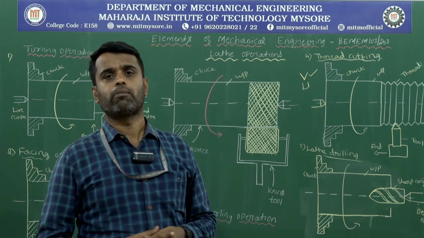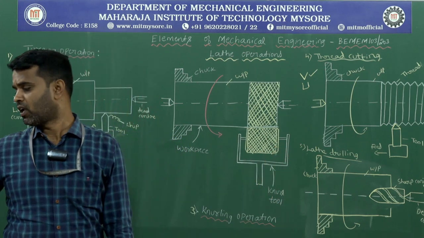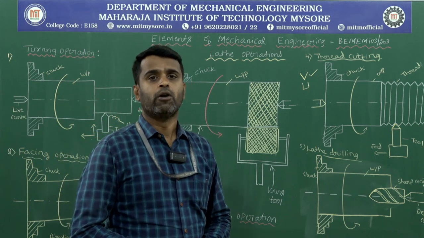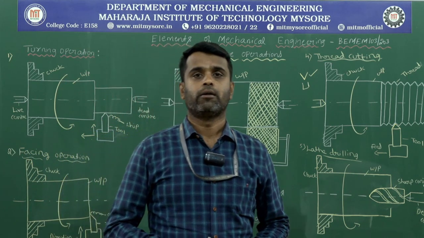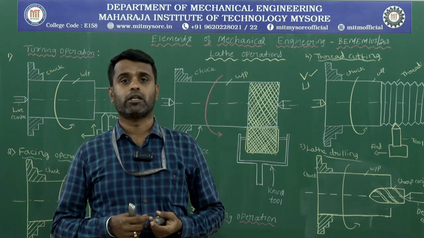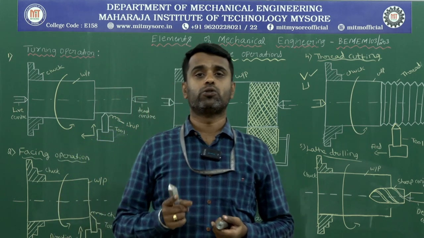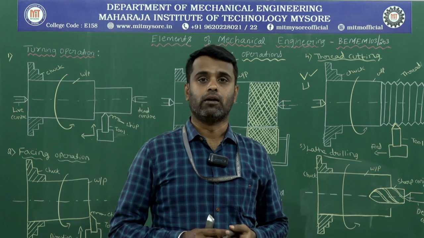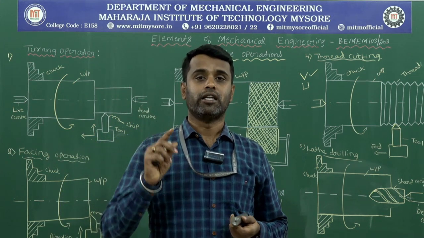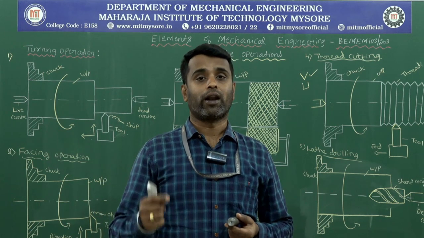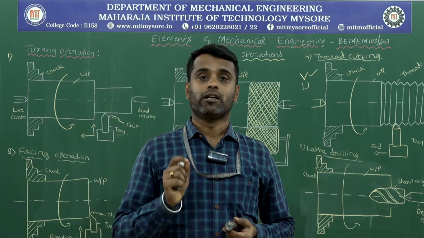The first operation that can be performed on the lathe is turning. I already said that the lathe is a turning machine. What do you mean by turning? Turning is one of the lathe operations. It is generally used to produce a cylindrical surface on the workpiece material. We call it turning.